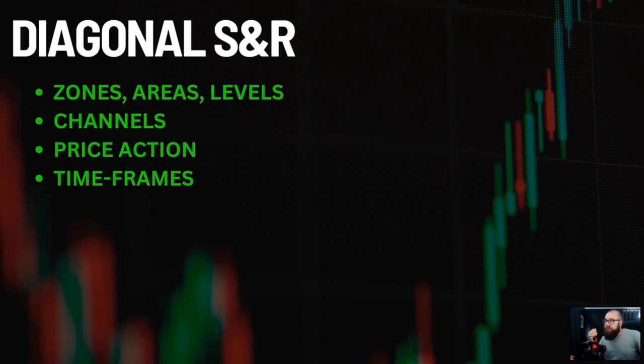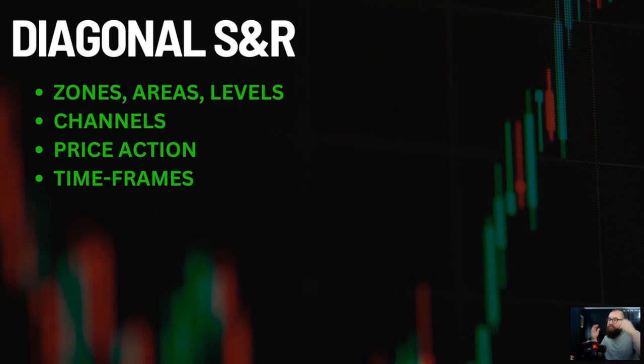Okay, diagonal support and resistance. So I mentioned there's not just horizontal support and resistance, there's also diagonal support and resistance. And as the name suggests, they're not horizontal, they're diagonal. Once again, they can be zones, areas, levels. They can be formed by price action. Diagonal support and resistance is generally not formed by psychological levels. It's pure price action. They can show in any time frame. And I've got a note here about channels, which I'll also go through.